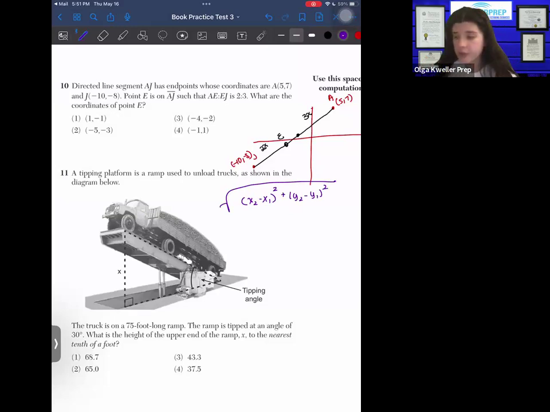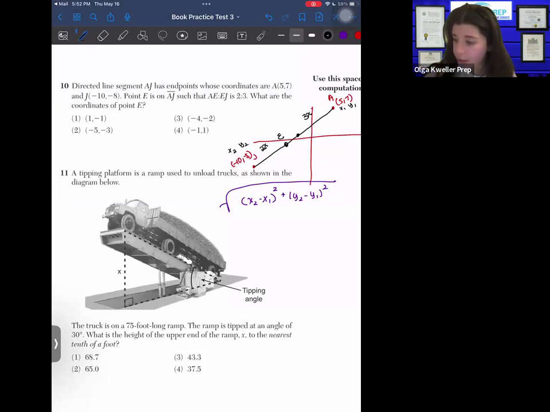So what is the point of this, right? I want to figure out what the distance is of my whole line. Like, what is the distance between point A and J in this case? So you pick any point to be your first point, your second point, it doesn't matter. So let's call this x1 and y1, and this one will be x2 and y2. It doesn't matter which one you pick as your first or second, you get the same answer, okay?